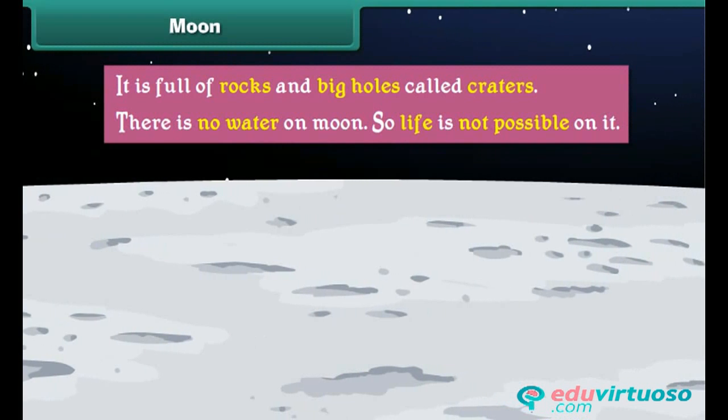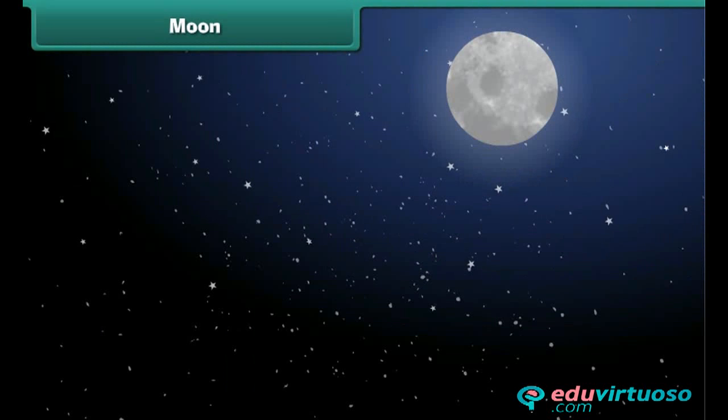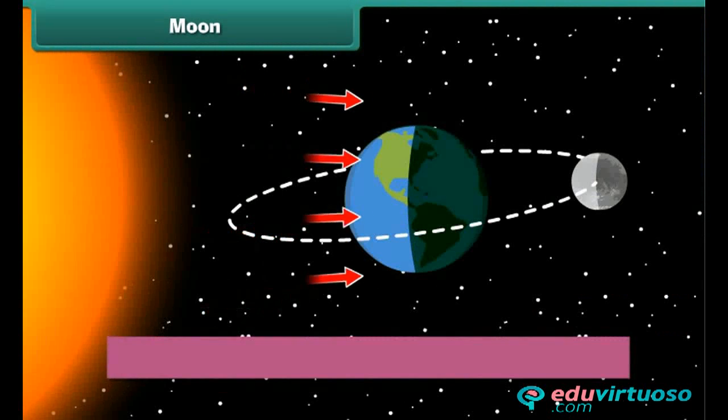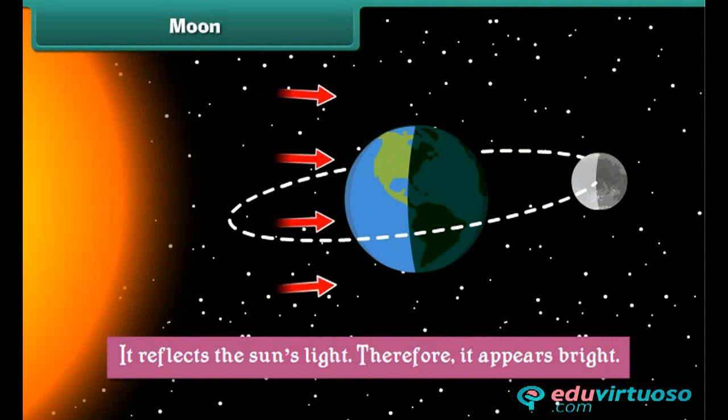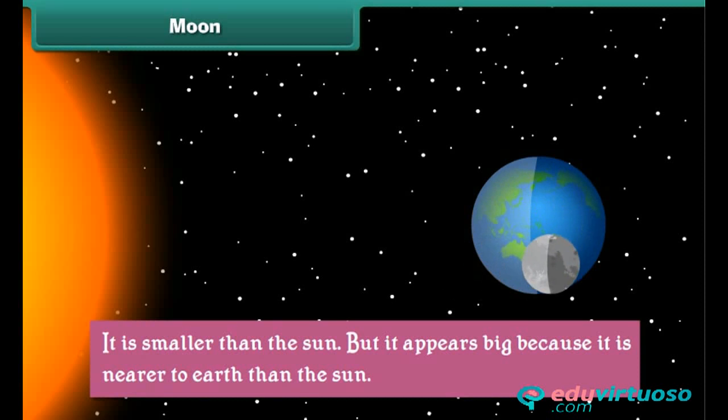Moon does not have light of its own. It reflects the sun's light, therefore it appears bright. It is smaller than the sun, but it appears big because it is nearer to Earth than the sun.